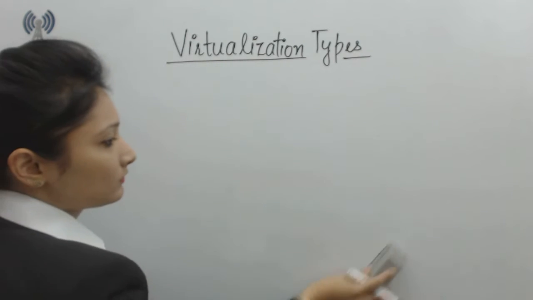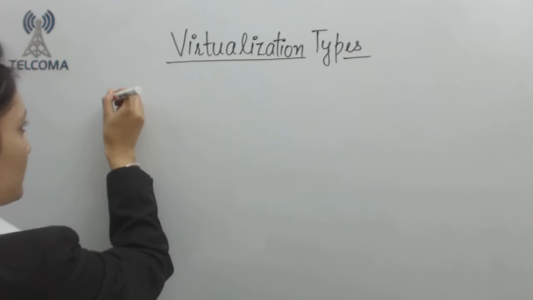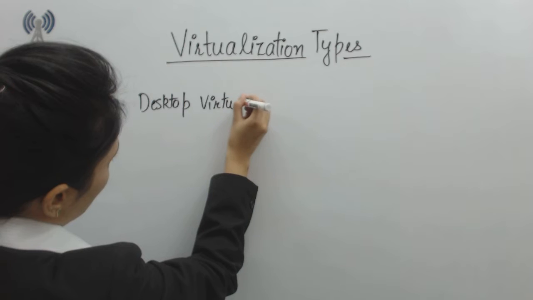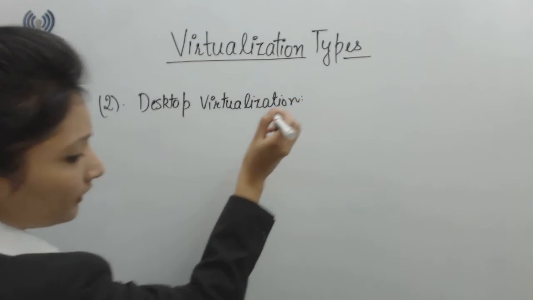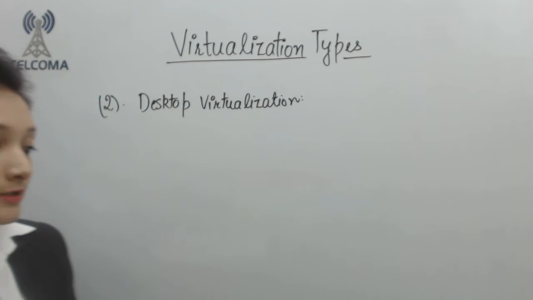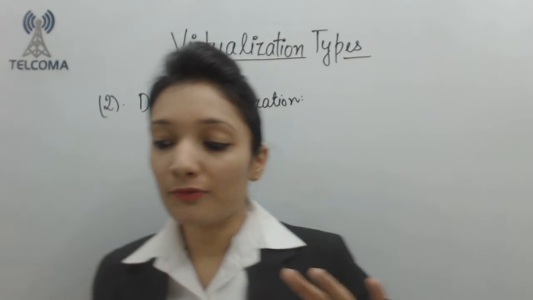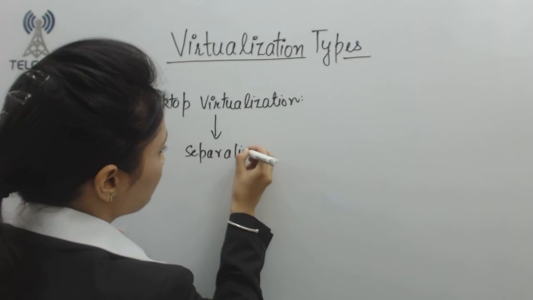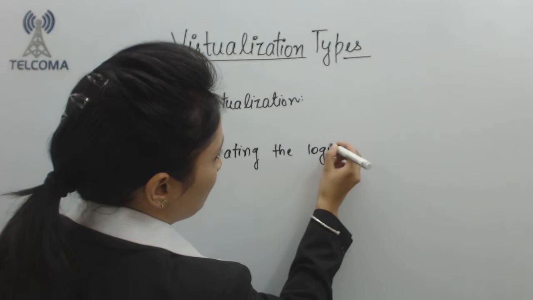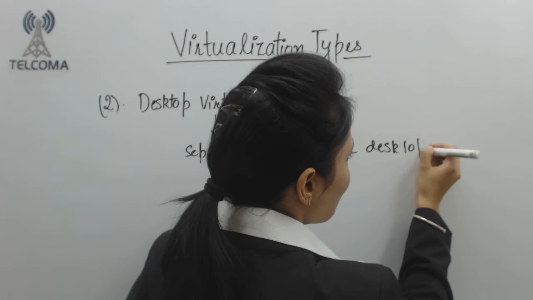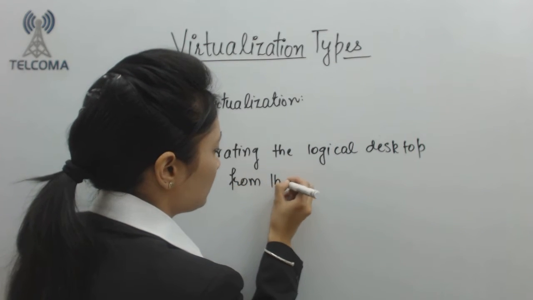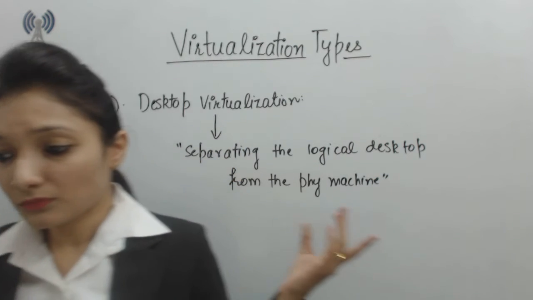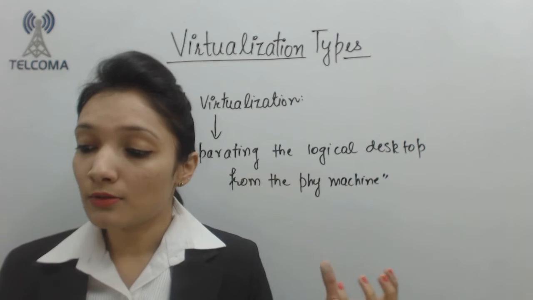Now, the next one is desktop virtualization. Here we are talking about the virtualization of the end user's desktop. Desktop virtualization is basically the concept of separating the logical desktop from the physical machine. So we can say that desktop virtualization is the virtualization of the end user's desktop.